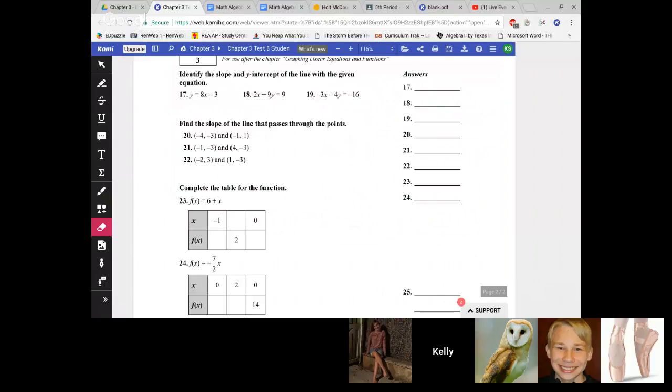So 19, 3x minus 4y equals negative 16. I'm writing it down.